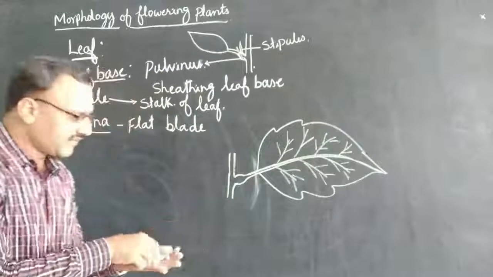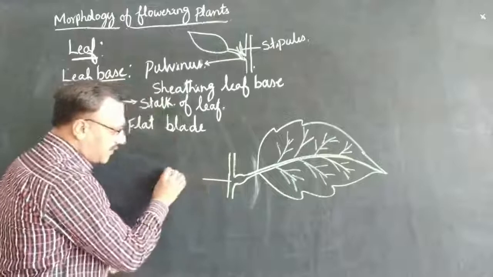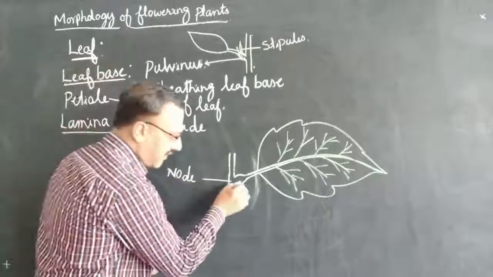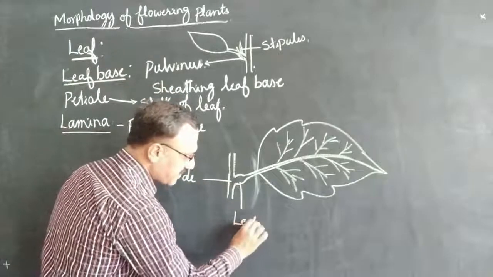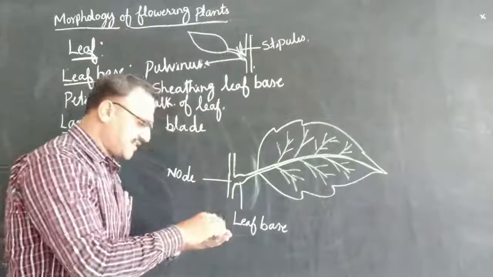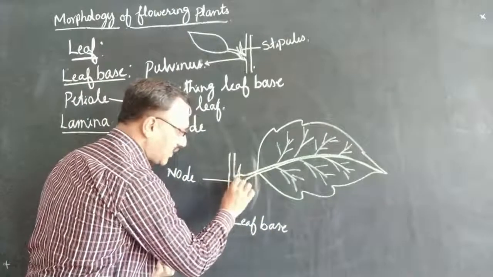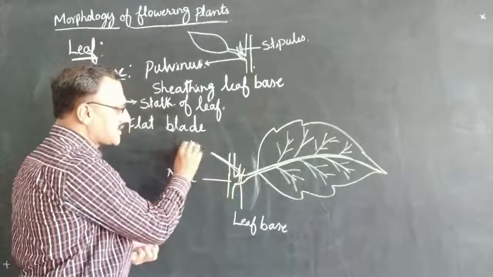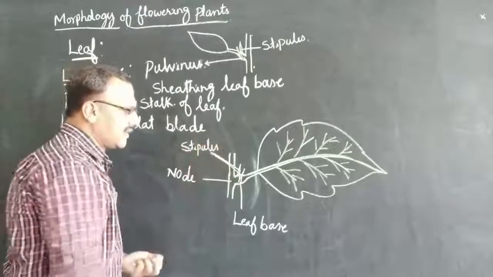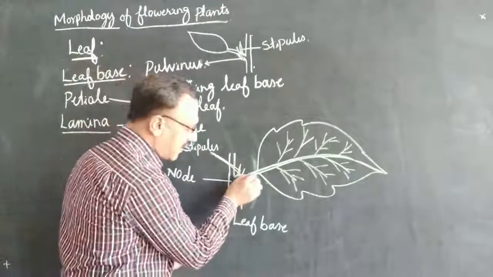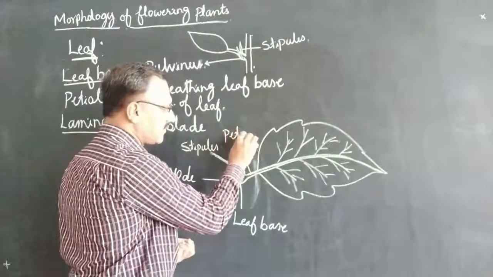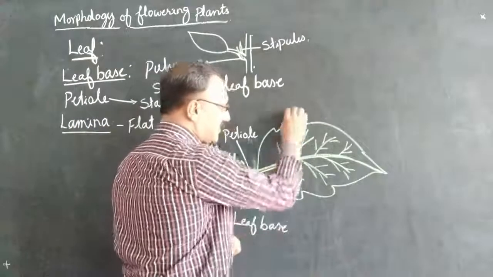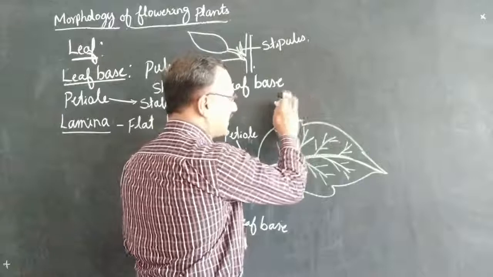The leaf shows this, which is what we call the node. At the nodal region we have the leaf attaching, and this is what we call the leaf base. At the leaf base region, we have small outgrowths. These outgrowths are called stipules. Then comes the stalk of the leaf, called petiole. Petiole continues to form a thick structure at the middle of the leaf called the midrib.